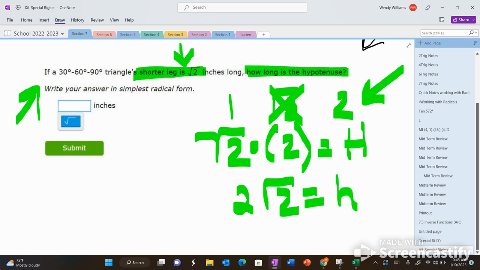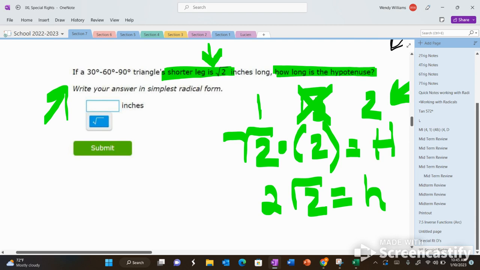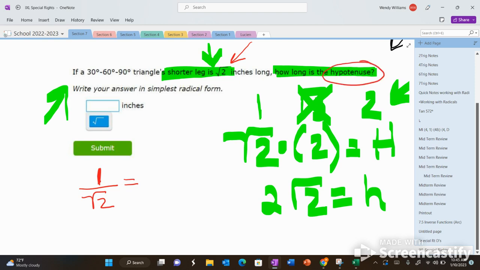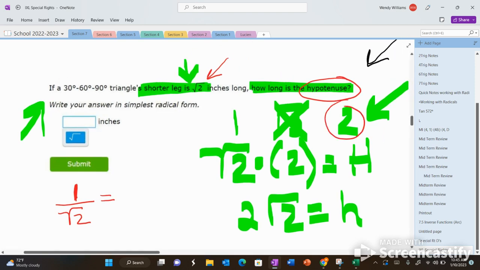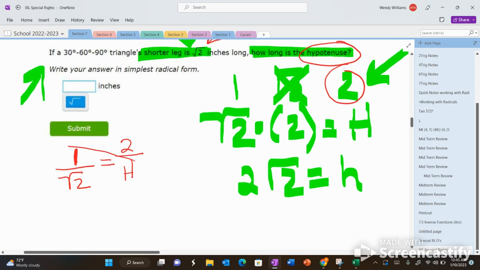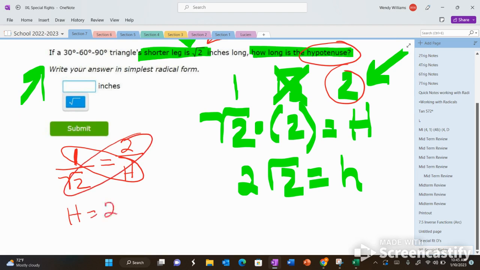Again, if you're still not getting the shortcut, go back to proportions. What are they giving me? The short. We know the original is a 1. The new is square root of 2. What do they want? They want a hypotenuse. We remember that the original hypotenuse is 2 compared to the new hypotenuse. Cross multiply. H times 1 is 1h. 2 times the square root of 2 is 2 square roots of 2. And you're done. I hope that helped.